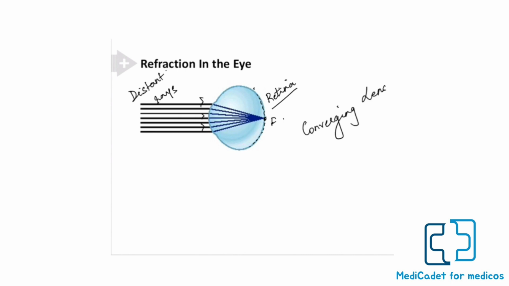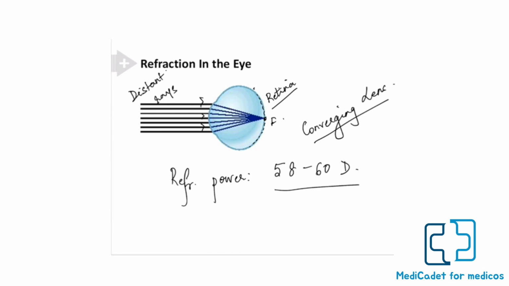Now see, if it is a converging or a convex lens, obviously it's going to have some power. So what is the refractive power of the eye? The refractive power of the eye is around 58 to 60 diopters. So this is the power of the eye. Now see, once again, when I say that the eye is a converging lens or a convex lens, you all understand that it is an oversimplification. It is actually a system of structures which together function as a converging lens.